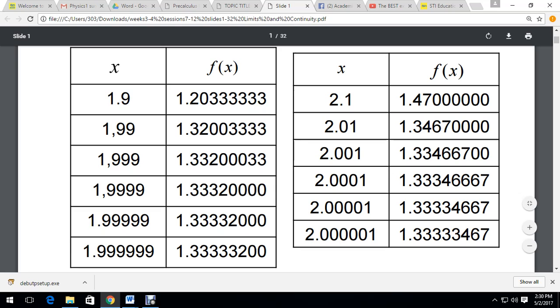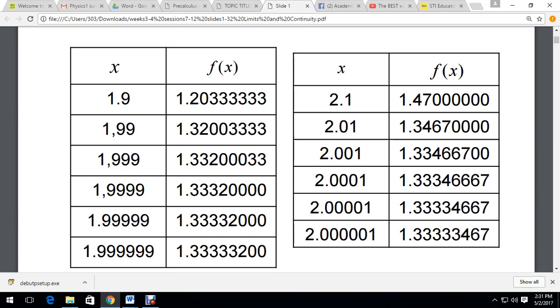Now, of course, a running 3 in the decimal part is somewhat equivalent to 1/3, 0.333 and so on. So the value of f of x is getting closer and closer to 1 1/3, or that would be 4/3, as x approaches the value 2. Now, we can do this.